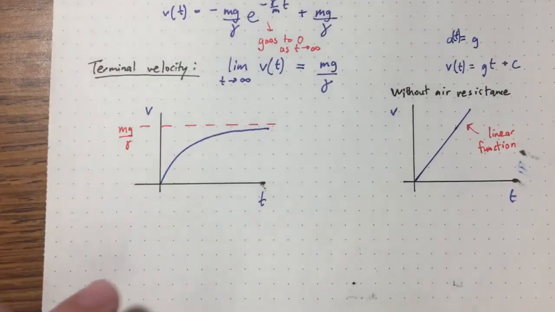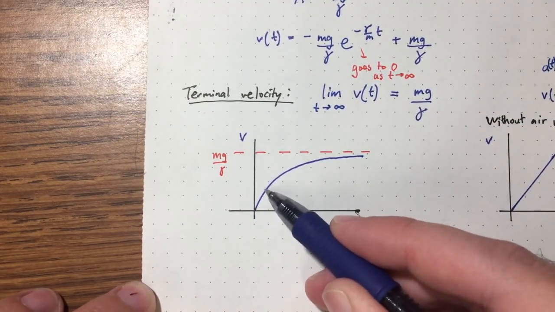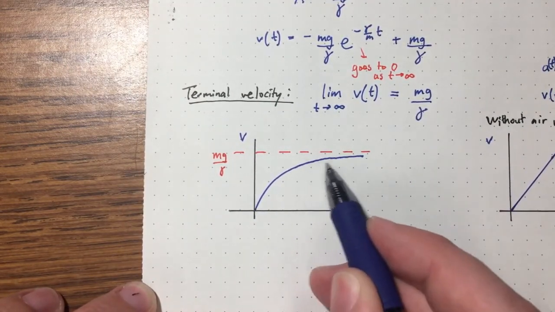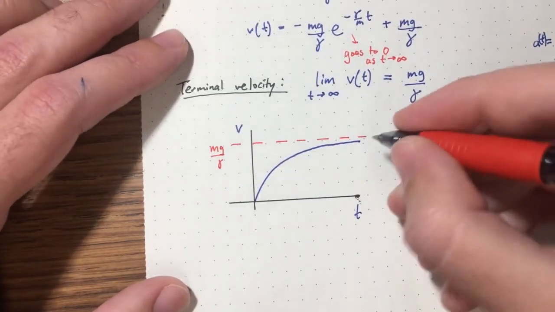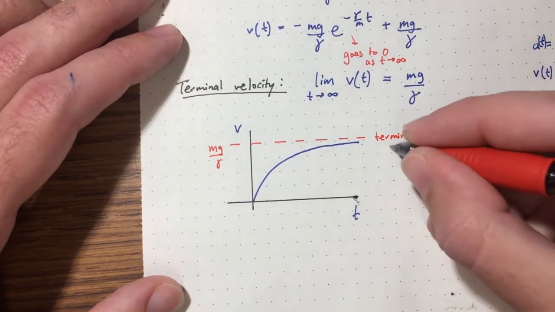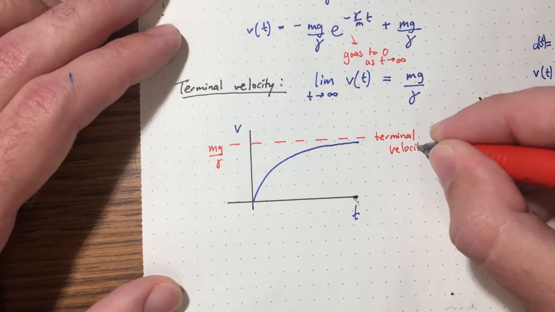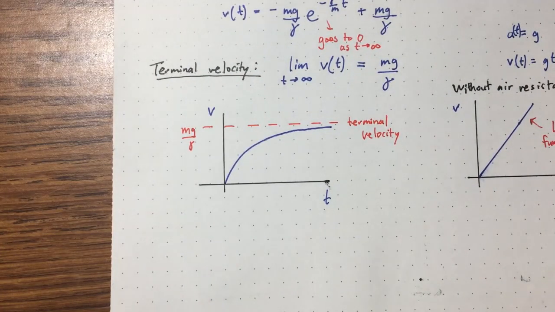But with air resistance, we see that it starts out maybe looking roughly linear, but then it starts to bend and then approach this terminal velocity here. This line represents the terminal velocity. Next lecture we're going to continue with examples of separable differential equations.